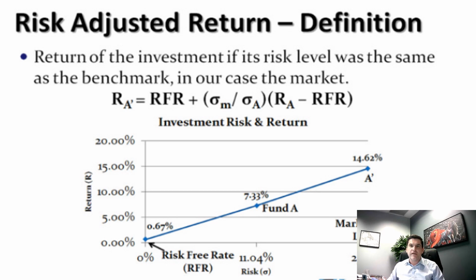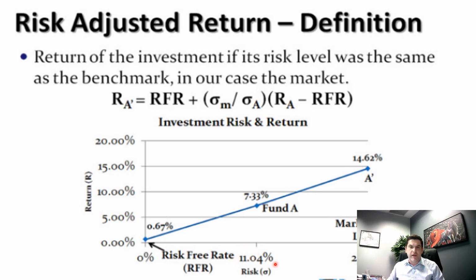So this is called risk-adjusted return. Very important when you're mixing assets into a portfolio. But risk-adjusted return is really the return of an investment if its risk level was the same as the benchmark. In our case, we're going to use the market, which is down here on the bottom right. So these bottom numbers, the risk level, are actually just standard deviation, which you can really find in the term sheet or prospectus or fact sheet for any stock or fund, whether public or private, that's out there.